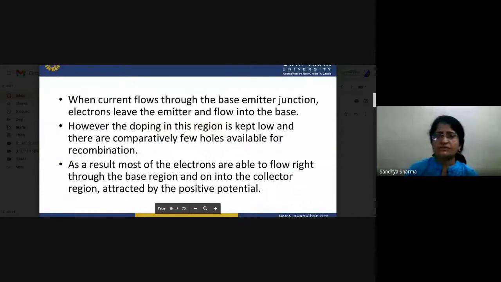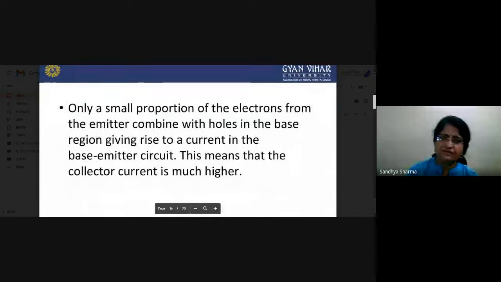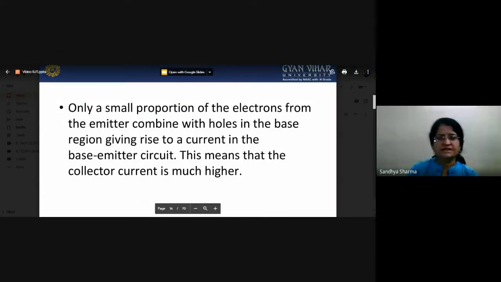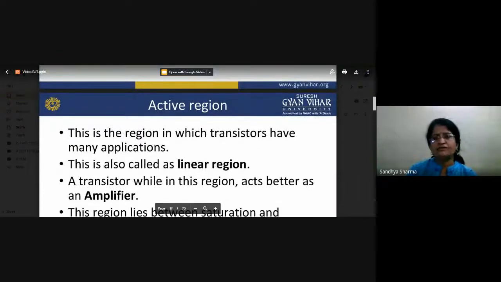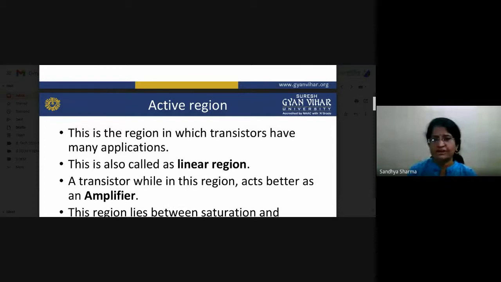So first of all, the current flows from the base terminal, through the base-emitter junction, and it has to reach the collector junction. So the doping in this is kept low. You have to do the proper doping, proper shape, so that we can receive this. So first of all, those are the three regions. Now we will see the active region. One by one we will take each region and explain it in detail.